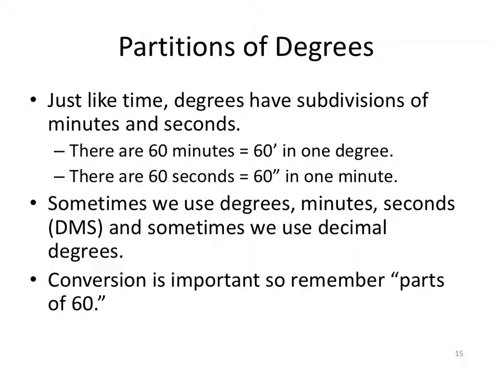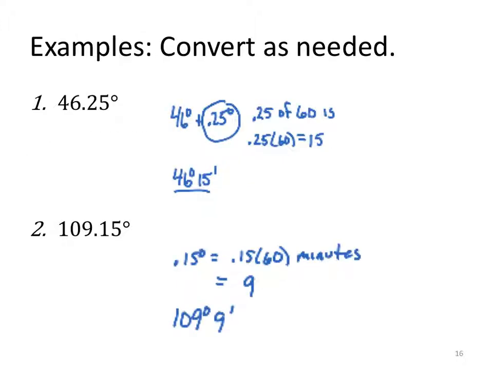Decimal degrees are in tenths, hundredths, and so on, using our base 10 numbering system. But with degrees, minutes, seconds, the minutes and the seconds are parts of 60. So we're thinking more along the lines of time. 46.25. Well, if I told you it's going to be 46.25 hours, you would know it's 46 full hours, and 0.25 of an hour is 15 minutes. It's the exact same thing. So 46.25 degrees is 46 degrees, 15 minutes.